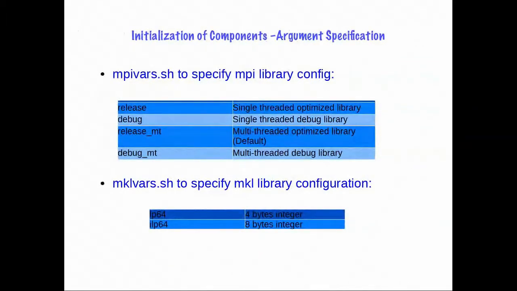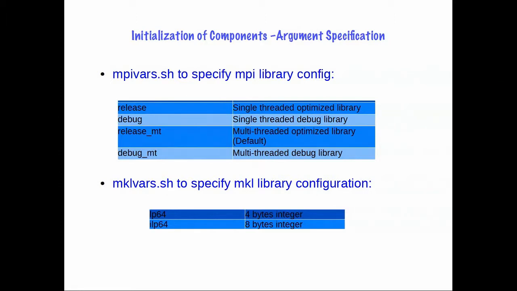Given there's the MPI package, associated with that is the ability to run different types of the library that are maybe more suitable to your needs. One must be able to select those, and we call this in the title here initialization of components. So what you're looking at is a release version. Now this is the Intel naming scheme for these different variants of the library. They call it release, which is a single-threaded optimized library.